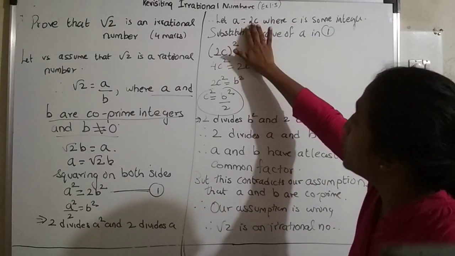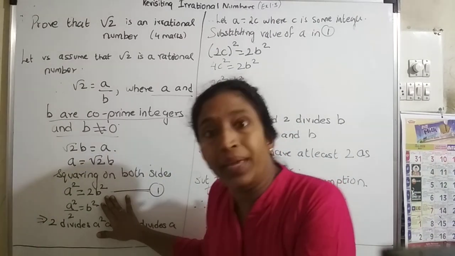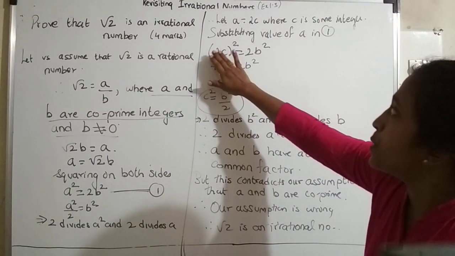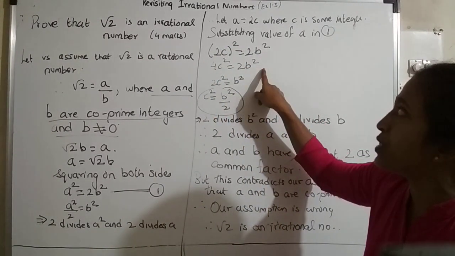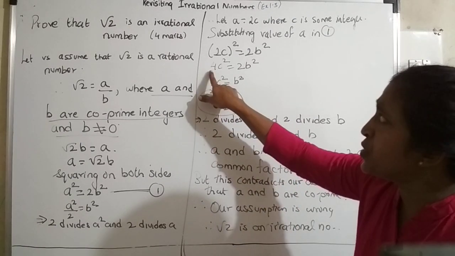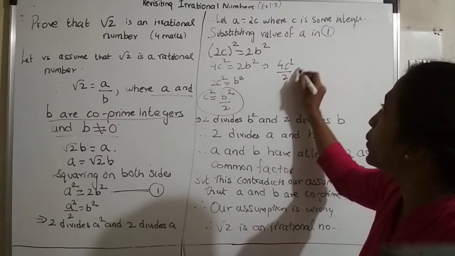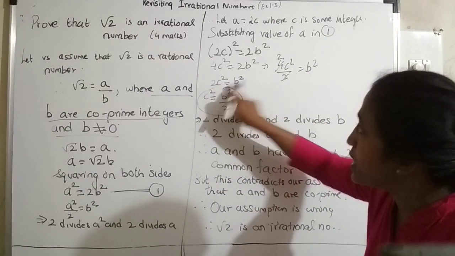So here I am substituting the value of A in this. Why am I substituting this? So that I get a link with B. I have to prove that 2 is also a factor of B. So substituting, we get 2C square equals 2B square. So the square of this is 4C square equals 2B square. Here this 2 goes to this side, so 4C square upon 2 equals B square. So here it becomes 2C square equals B square.